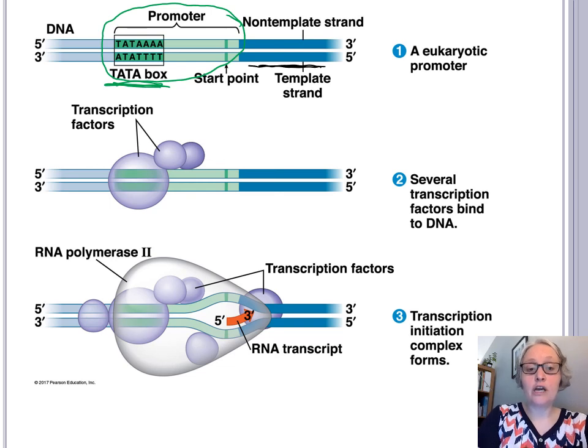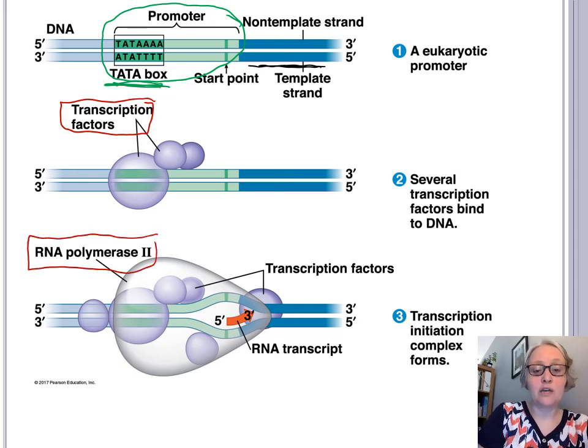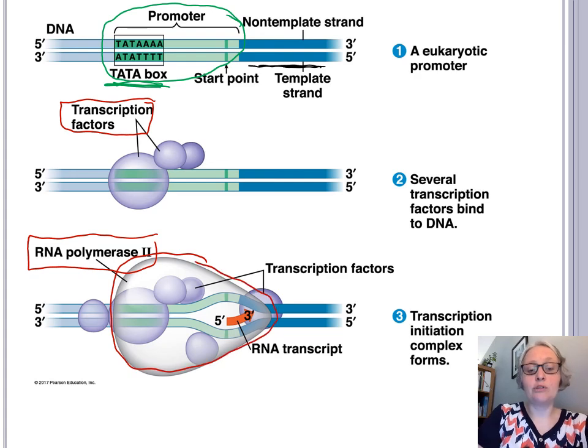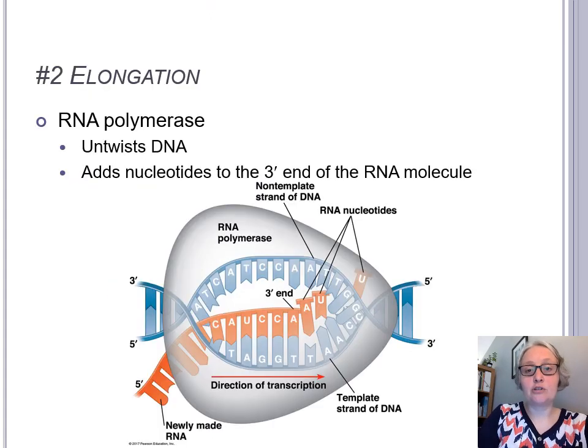So to initiate transcription, what happens? Transcription factors, those purple blobs, are going to bind to the TATA box in the promoter region. Once the transcription factors have bound to the TATA box in the promoter region, then our enzyme RNA polymerase II is able to bind, and we're able to initiate transcription. After initiating transcription, we then go to elongation.